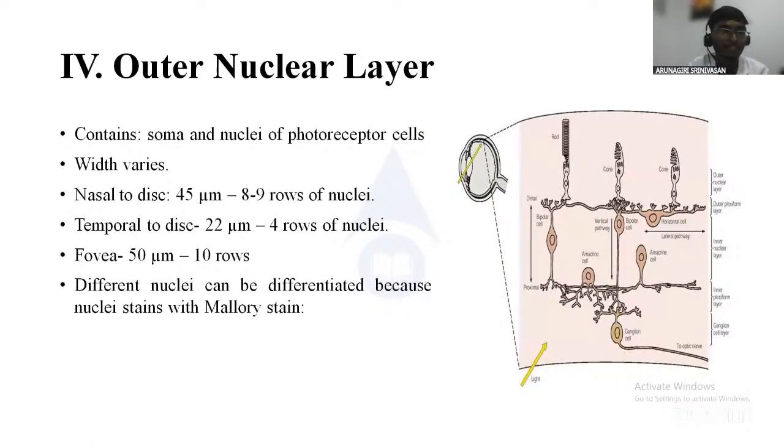Outer nuclear layer. It contains the soma and nuclei of photoreceptor cells. It varies: nasal to the disc, 45 micrometers with 8 to 9 rows of nuclei; temporal to the disc, 22 micrometers with 4 rows of nuclei; at the fovea, 50 micrometers with 10 rows. Different nuclei can be differentiated because they stain with Mallory stain.